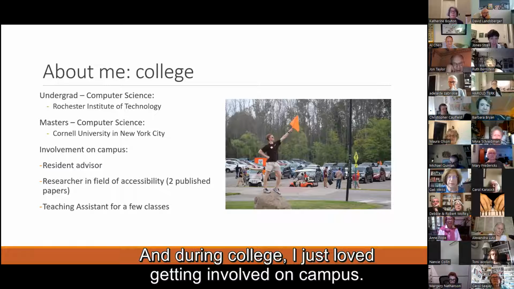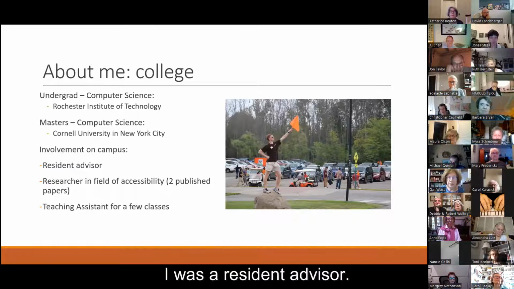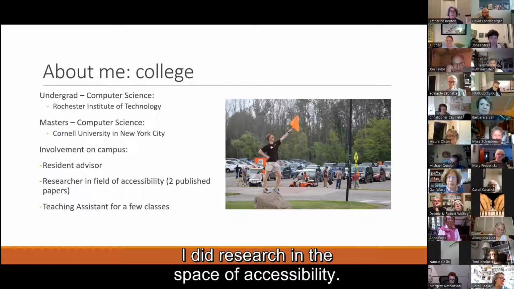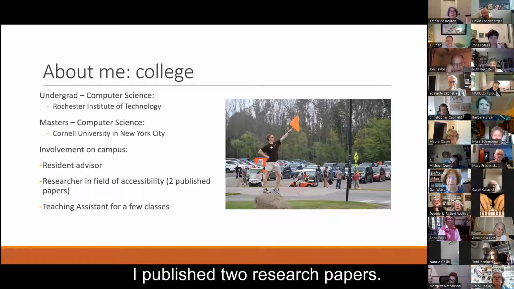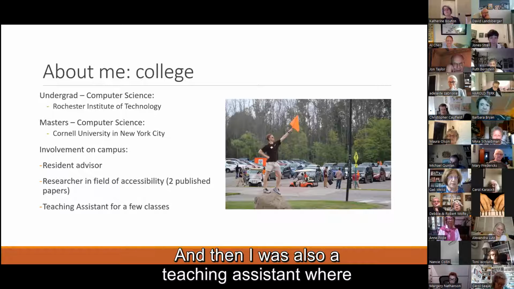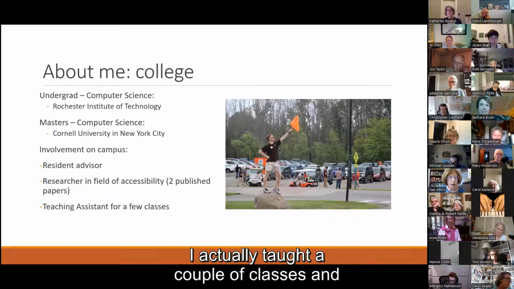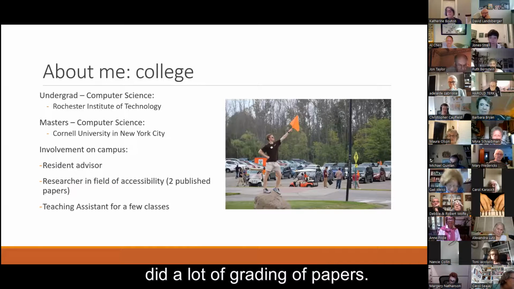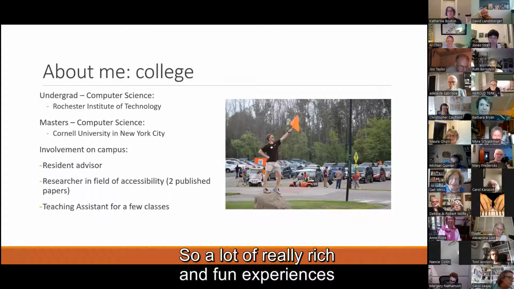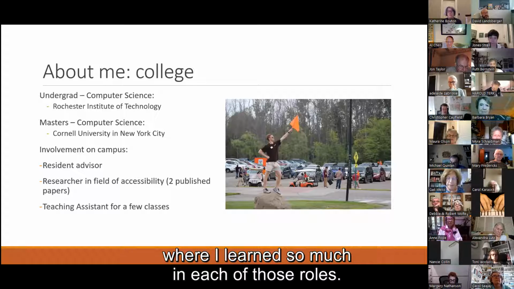During college, I just loved getting involved on campus. I was a resident advisor. I did research in the space of accessibility. I published 2 research papers. And I was also a teaching assistant, where I taught a couple of classes and did a lot of grading of papers. So a lot of really rich and fun experiences where I learned so much in each of those roles.